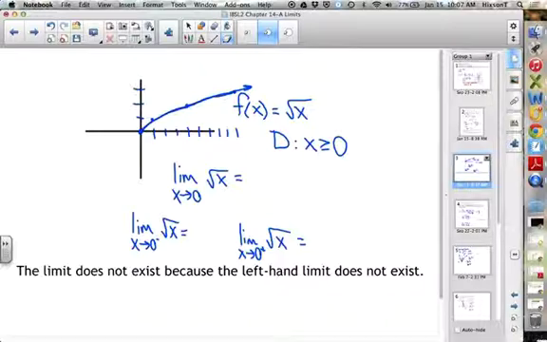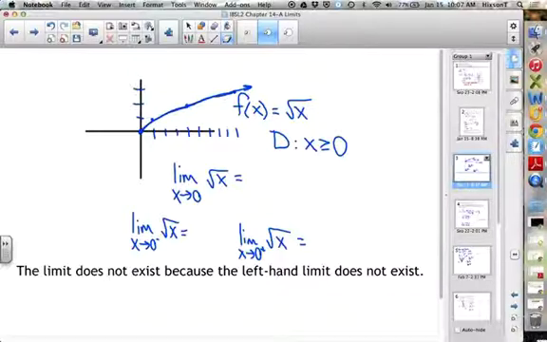Alright, so here's another case. We're going to again look at the limit as x approaches 0, but we're going to look at our parent function for the radical functions. And the domain for this, because on our graph we can't deal with imaginary numbers, is going to be x has to be greater than or equal to 0.